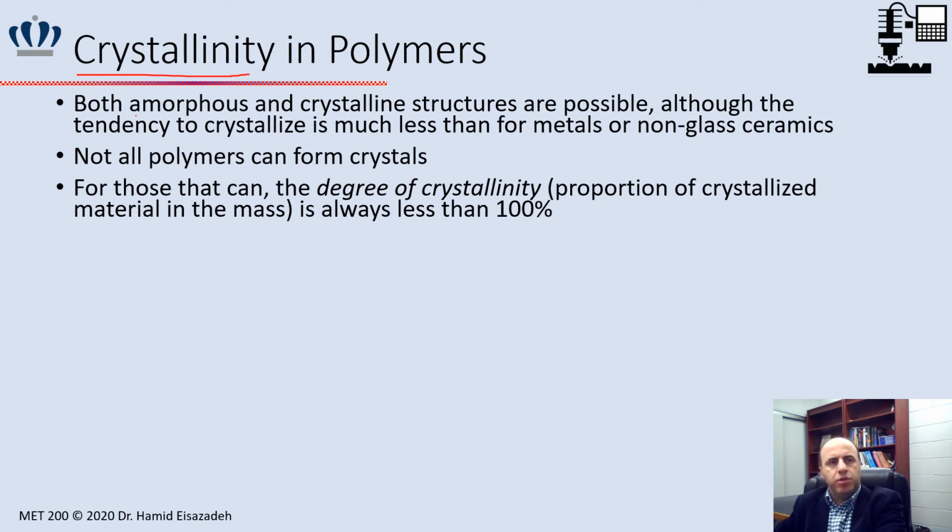We can have amorphous and crystalline structure in polymers, but keep that in mind. The tendency to crystallize in polymer is much less than that of metal or non-glass ceramics. And also, not all of the polymers can form this type of crystal. And if you have a polymer that can form crystal, the degree of crystallinity is always less than 100.